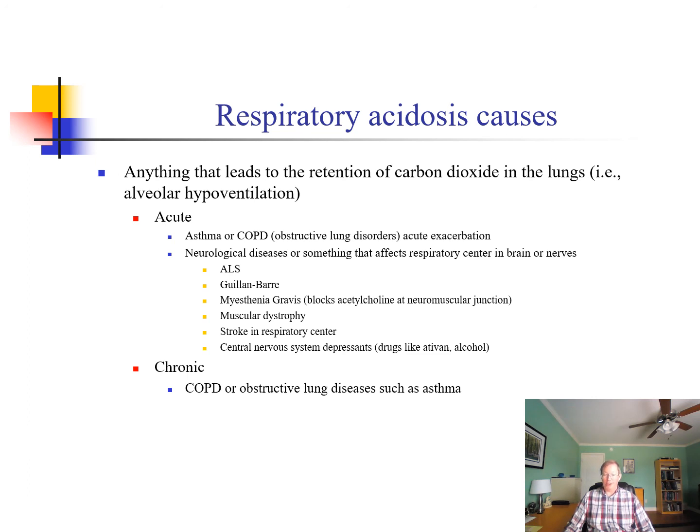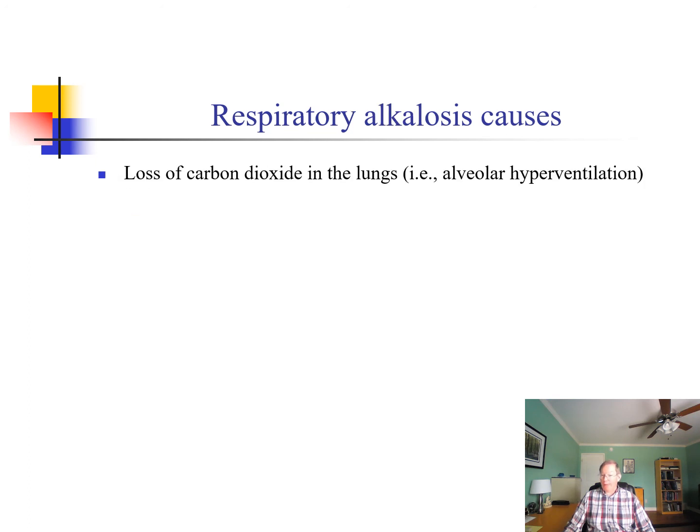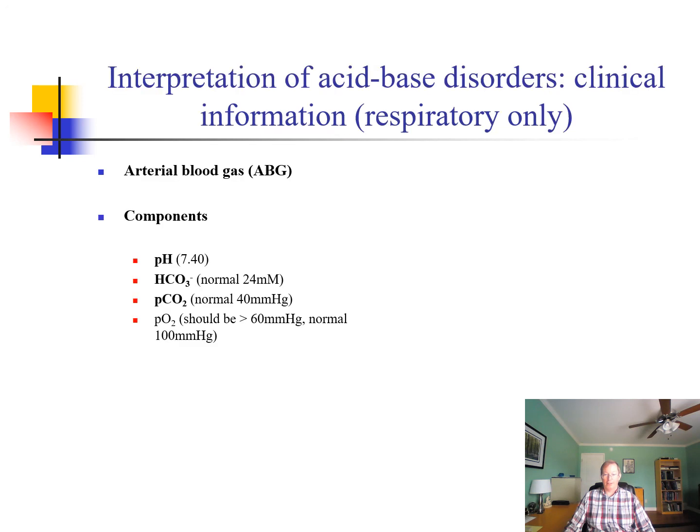There are chronic conditions such as COPD or even poorly controlled asthma that can also lead to the buildup of carbon dioxide in your lungs over time. The kidneys will then make an adjustment for that, and that will lead to a chronic respiratory acidosis. Respiratory alkalosis is caused by loss of carbon dioxide in the lungs. That's from alveolar hyperventilation. And remember, it is impossible for you to breathe too quickly and too slowly at the same time, so there is no mixed respiratory acidosis and alkalosis.